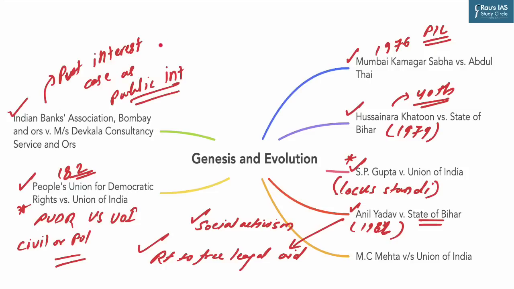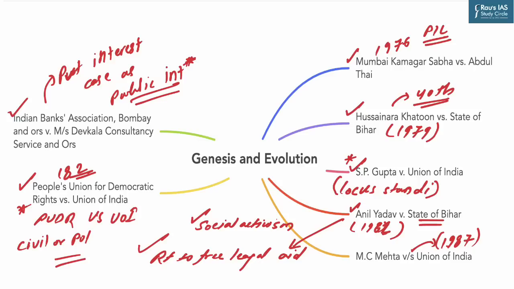That is, a person may approach the court for the redressal of his personal grievances, but the court can take it as a public issue and can delve into the affairs of the state. Thus, a private interest case can also be treated as a public interest case. Another important case was the MC Mehta versus Union of India case of 1987.